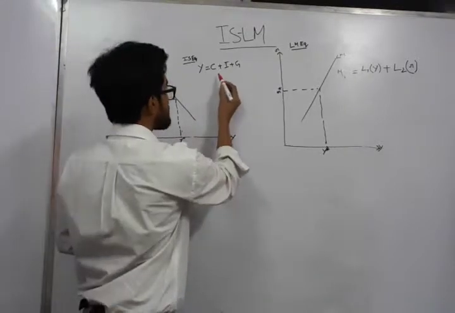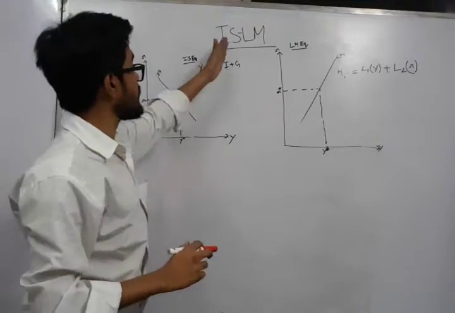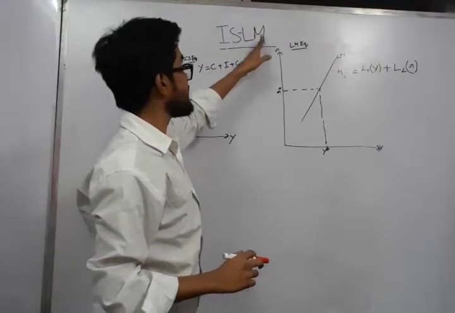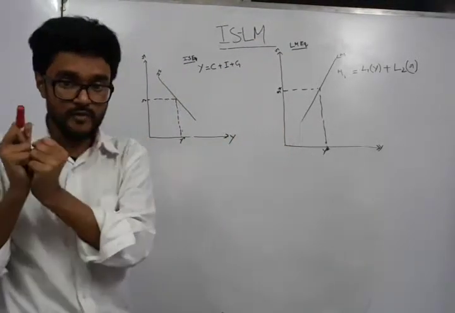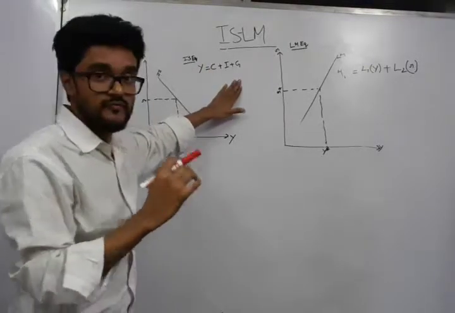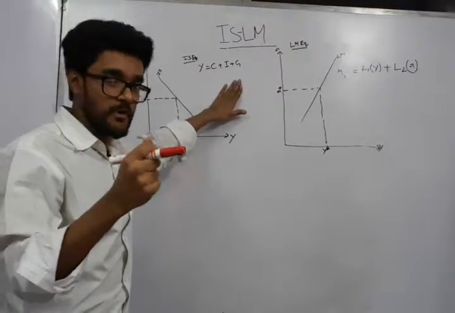First we need to understand what the IS-LM model is all about. It is a general equilibrium model where IS, which is the goods market, is equated with LM, which is the money market. So the money market and the goods market come together and intersect each other to give us a general equilibrium level of income and employment.